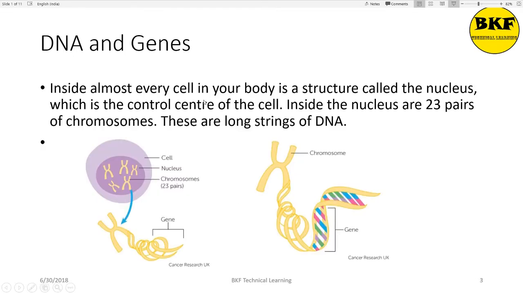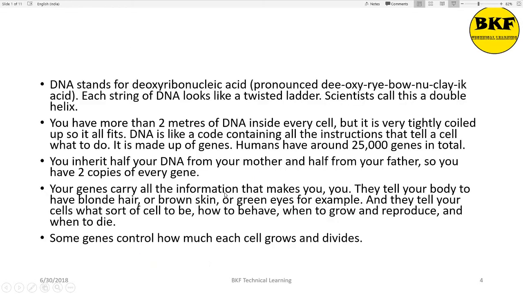Inside almost every cell in your body is a structure called the nucleus, which is the control center of the cell. Inside the nucleus are 23 pairs of chromosomes. These are long strings of DNA. So this is our cell, this is the control center nucleus. Inside this nucleus we have 23 pairs of chromosomes. DNA stands for deoxyribonucleic acid. Each string of DNA looks like a twisted ladder. Scientists call this a double helix.